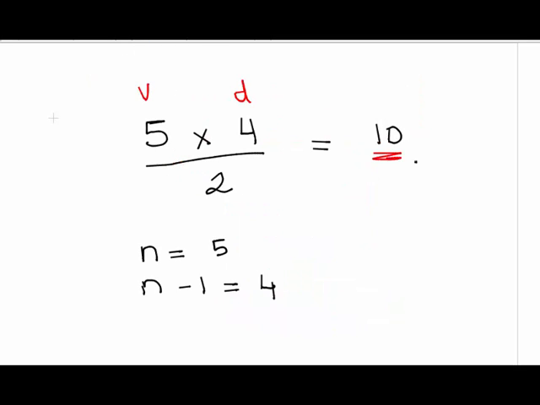So altogether we have 10 there. That's just a way of figuring it out. Now in this case, n is the number of vertices, which I should say as v, and d is the degree for each of the vertices, and that is n minus 1. So 5 times 4 divided by 2.